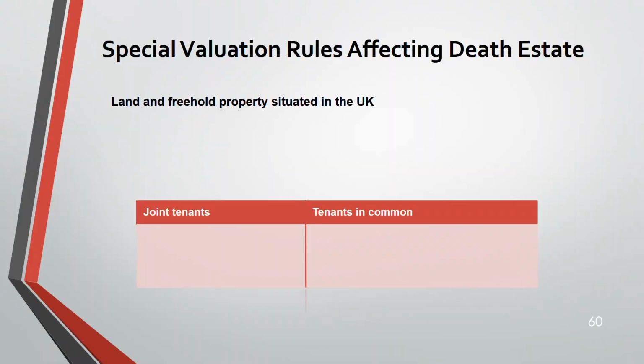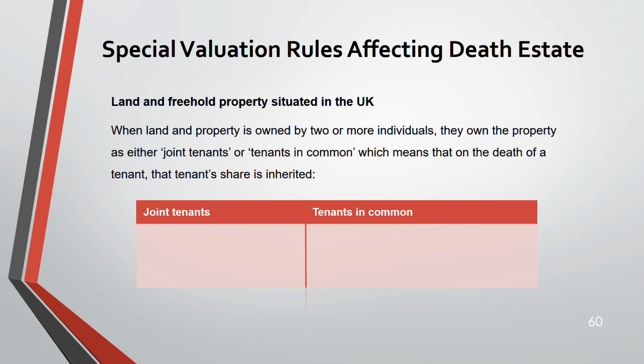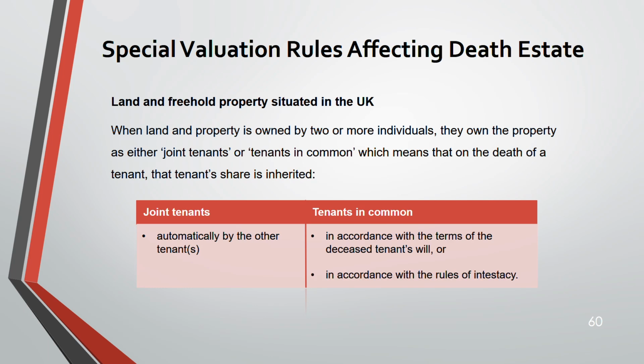Land and freehold property situated in UK. See, there are special rules if you are having a land and freehold property situated in UK. When the land and property is owned by two or more individuals, they own the property either as joint tenants or tenants in common. That means on the death of a tenant, the tenant's share is inherited. If it's a joint tenant, automatically it will be shared by the other tenant. And if it's a tenant in common, then it will be in accordance with the terms of the deceased tenant's will or in accordance with the rules of intestacy.